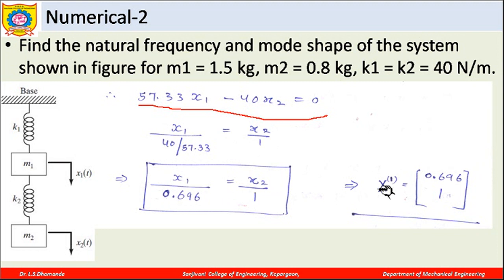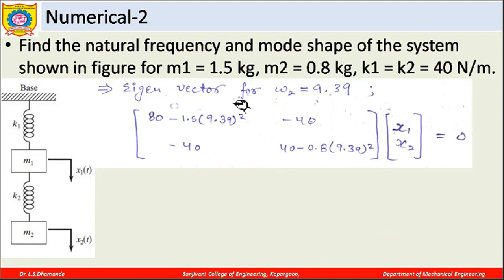It means the first mode shape is nothing but 0.696 and 1. It means if the displacement of x2 is 1, the displacement of x1 will be equal to 0.696. That is the ratio of displacements. So both displacements are different, but both are positive.